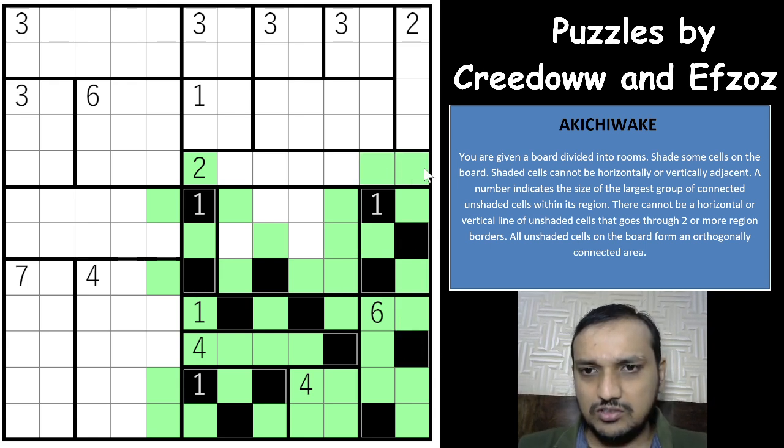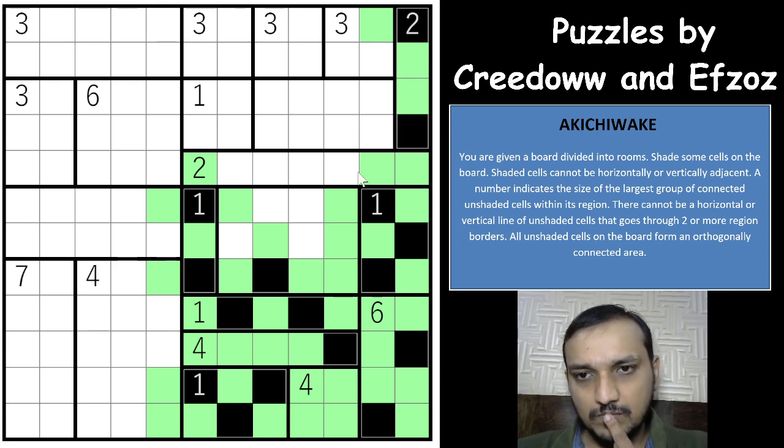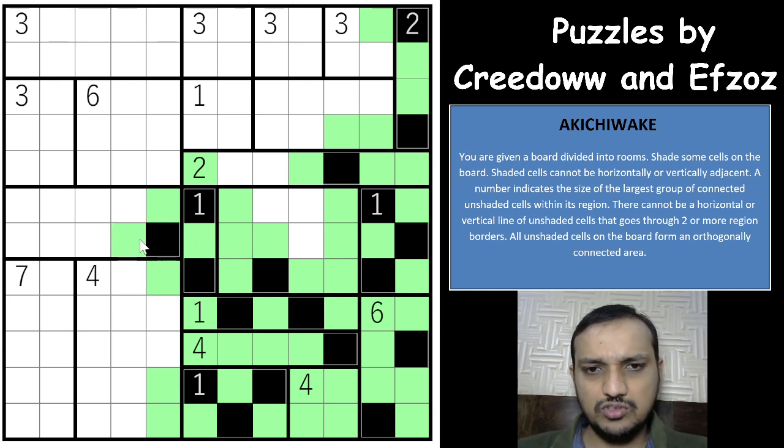Okay, so these are unshaded here. So this is shaded. This cannot be shaded because then you cannot fulfill the 2. So this is unshaded and then a shaded cell. You have 2 unshaded cells already. So this is shaded here, unshaded, unshaded here, unshaded here as well. One of these would have to be shaded. Oh, you have more than 2 regions unshaded. So this is shaded here.